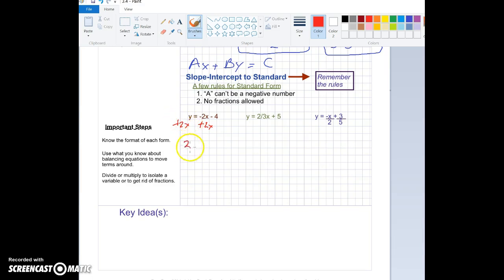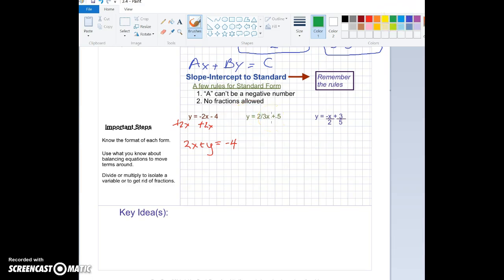And I get 2x plus y equals negative 4. And voila, I now have it in standard form. Can you tell me what the a is? That's right, it's the 2. And what about the b? Tricky, but it's 1. And the c, negative 4. All right, let's do the next one.